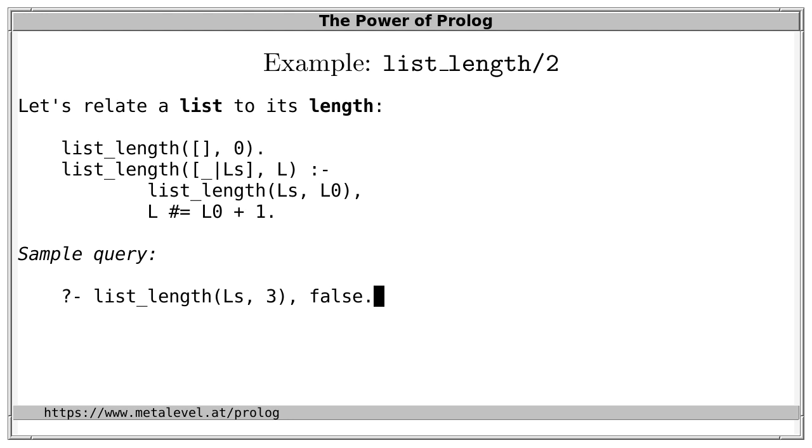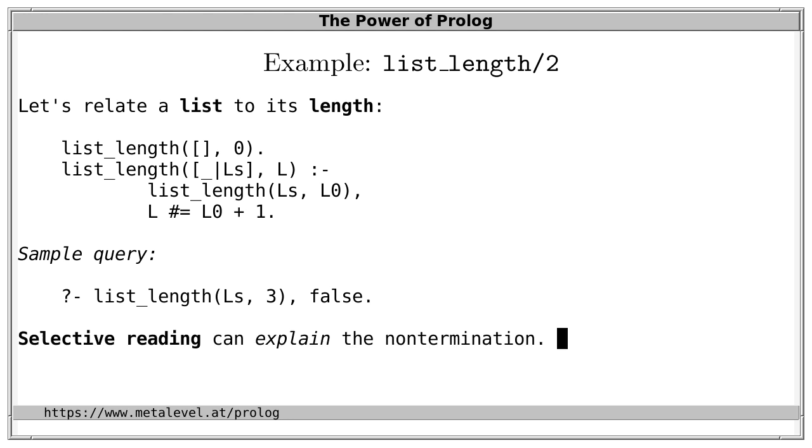So how can we do this? First, why do we observe non-termination with this version of the predicate? And this is where selective reading helps, because selective reading can explain the non-termination. Selective reading is also called program slicing, and as the name already implies, it works by considering fragments of the original program. And ideally, fragments are small and easy to understand, and at the same time, let us draw interesting conclusions about the original program.